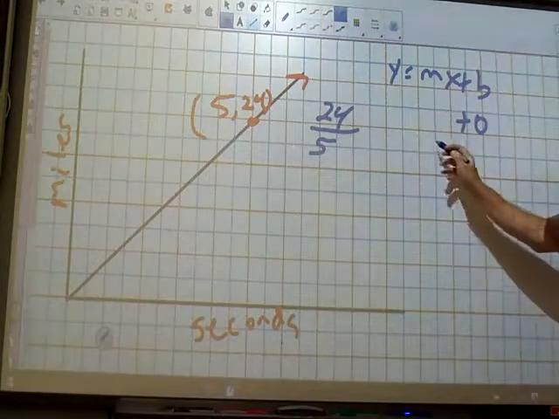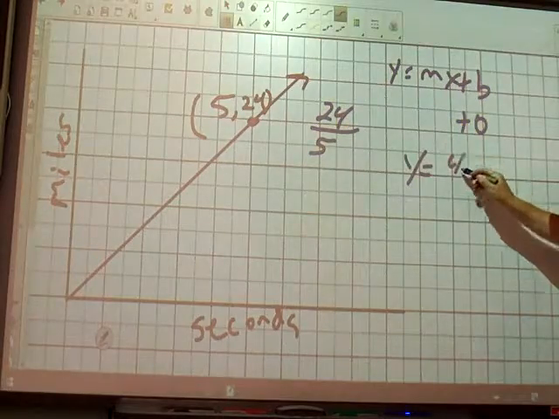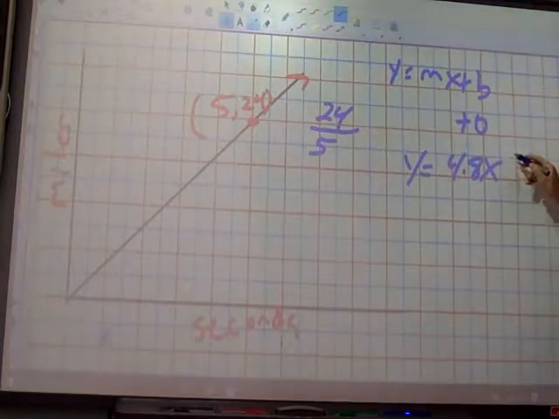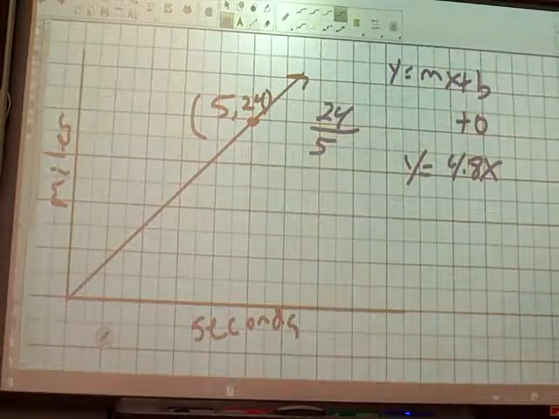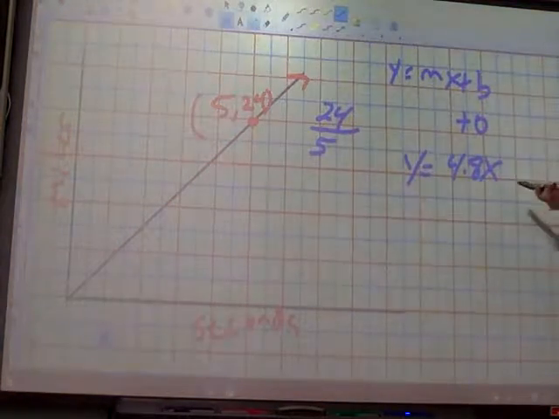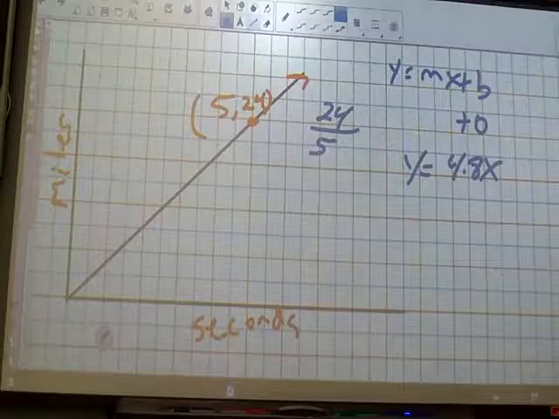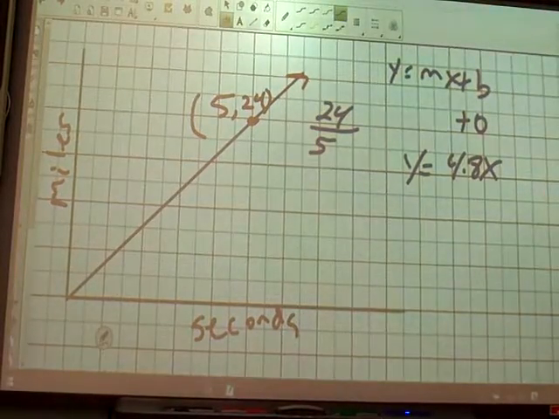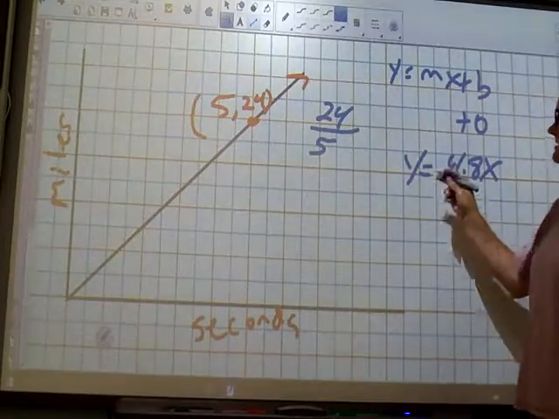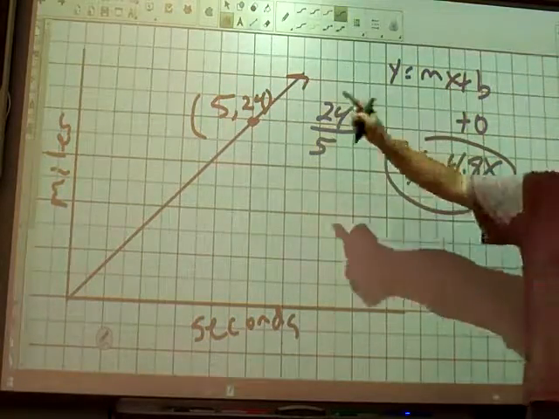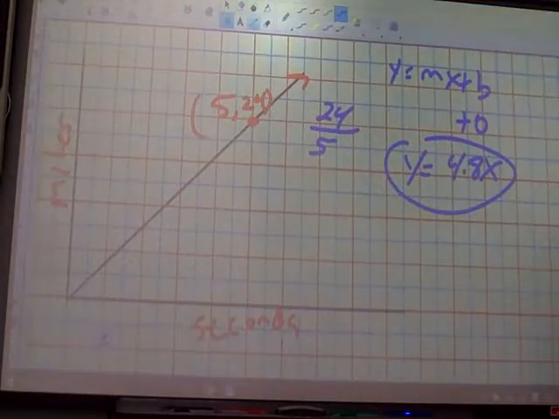Okay, so we're going to say y equals 4.8x. Now, do I need to write the plus 0? I can, but I don't have to. Leaving it off is the same as plus 0. Okay, I've already talked about saving smartboard ink. So 4.8x. So this equation represents that line.